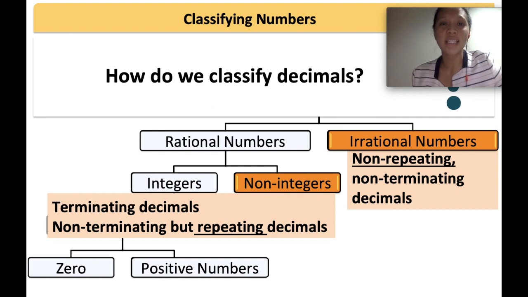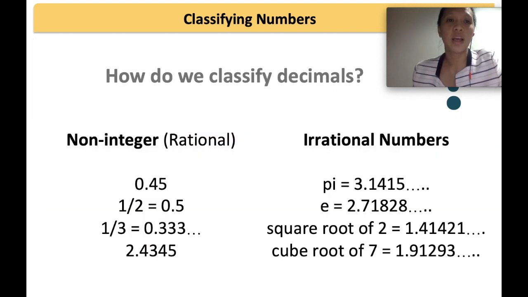Sa non-integers, ang kasamang decimals doon ay ang ating terminating decimals and ang ating non-terminating but repeating. Okay, so take note, repeating decimals. Sa irrational numbers naman natin, andun ang non-terminating, non-repeating. Remember, pag irrational numbers, hindi na nga humihinto, hindi pa paulit-ulit. Okay? So, ito yung mga examples natin para mas makita nyo yung difference nila. Our non-integers would include 0.45, 1/2, which is just equal to 0.5, 1/3, which is equal to 0.33333.